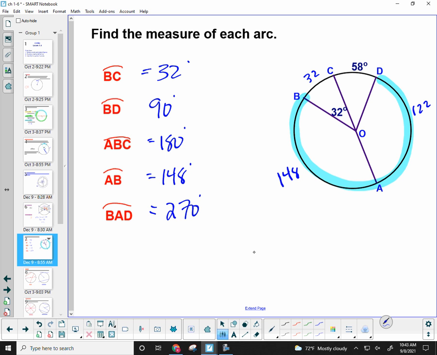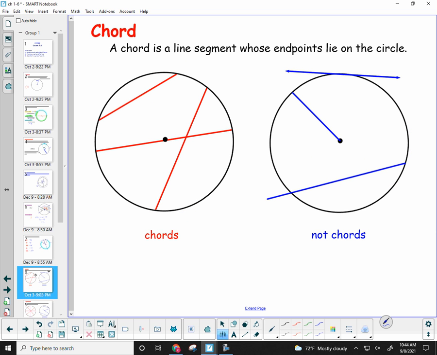Okay, I want to give you a couple more terms dealing specifically with circles. The first one is called a chord. It's not misspelled. In geometry, we spell chord as C-H-O-R-D. A chord is a line segment whose endpoints lie on the circle. When we say on the circle, we're talking about the black line that we use to represent the circle. So these 3 are all chords. On the blue over here, these are not chords.